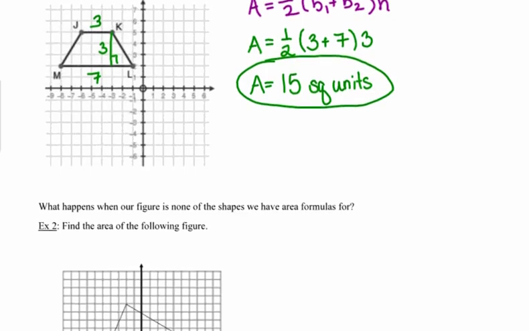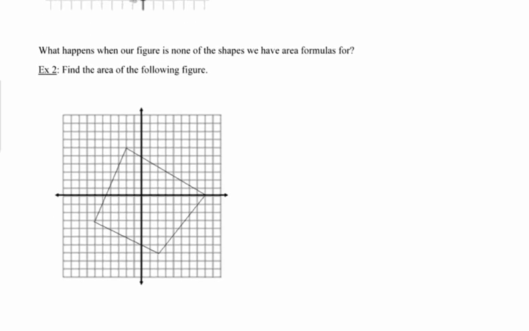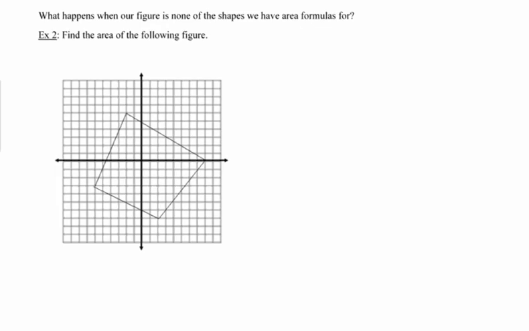But what happens when the figure that we're trying to find the area for is none of those shapes for which we have an area formula? For instance, if we look at that quadrilateral that's been drawn in the coordinate grid below, we don't have a formula to find the area of that quadrilateral.